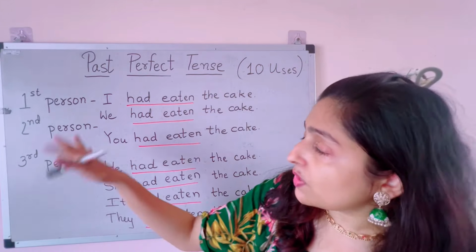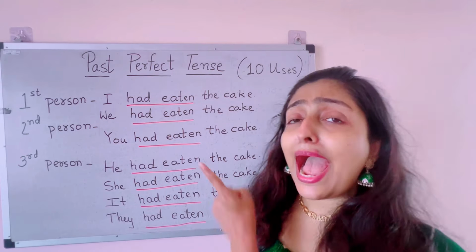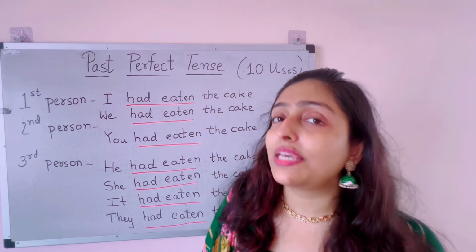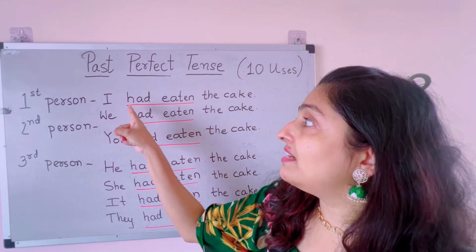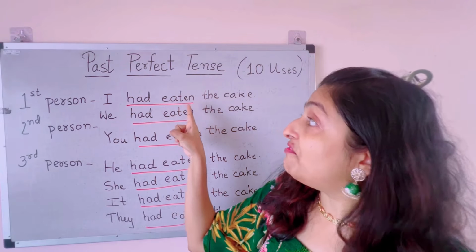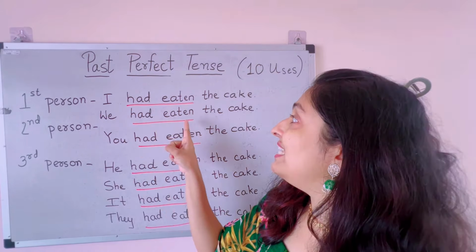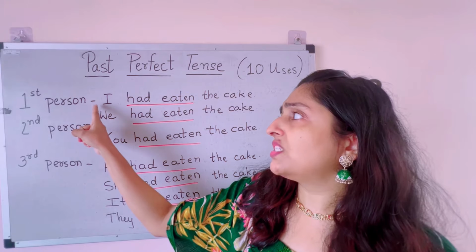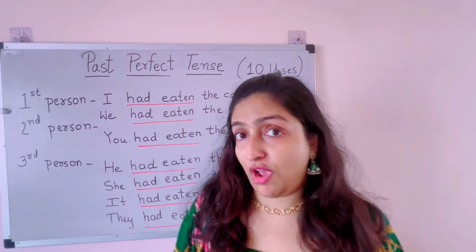Okay, so in the first person viewpoint we write, I had eaten the cake. So what is the formula of past perfect? Subject plus had plus PPV and object. We had eaten the cake. This is first person singular pronoun. We is first person plural pronoun.